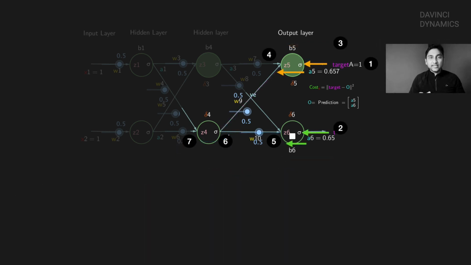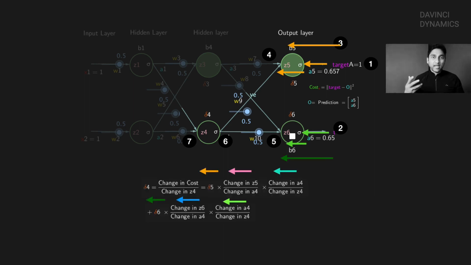Instead of recalculating the change in cost with respect to Z5 and Z6 for each node in the previous layer, we reuse the values we have already calculated. This is one of the efficiencies of backpropagation. By storing these errors or deltas, we can avoid redundant calculations and make the learning process more efficient. So the errors we calculated for nodes Z5 and Z6 are used again when we calculate the errors for nodes in the previous layer like Z4.